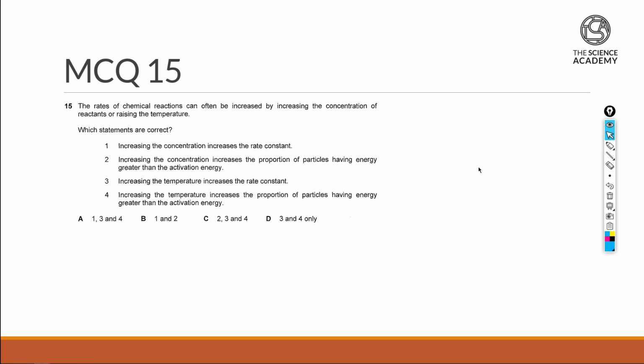MCQ 15 is another reaction kinetics question. So investigating the question over here, it mentioned that the rates of chemical reactions can be increased by increasing the concentration of reactants. This we know for a fact because if the particular reactant is either a first order or a second order reactant, definitely its change can affect the rate as per the order of reactions that you're seeing.